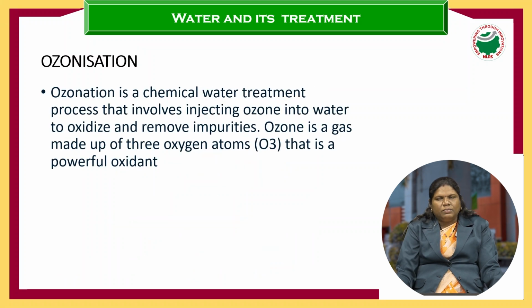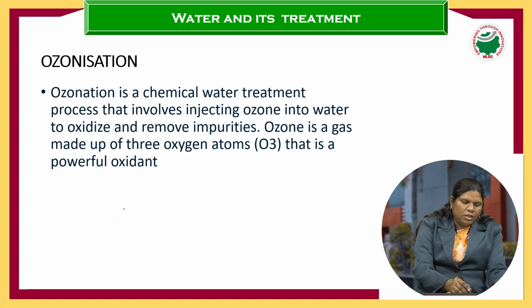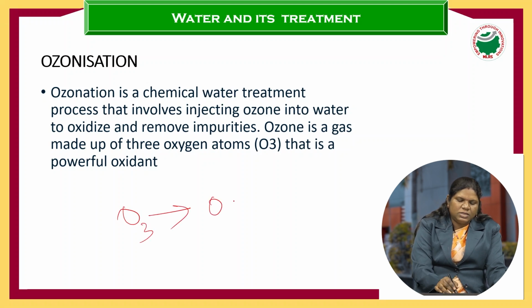The next chemical method is ozonization. Ozonization is a chemical water treatment process that involves the injection of ozone into water to oxidize and remove impurities. Ozone is made up of three oxygen atoms and is a powerful oxidant. We know the formula of ozone is O3. It will dissociate into O2 plus O.